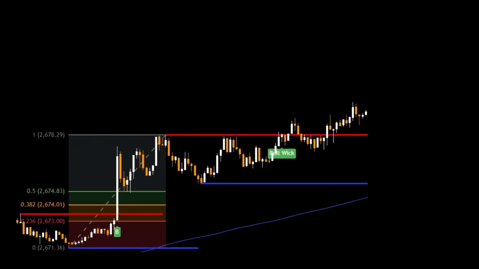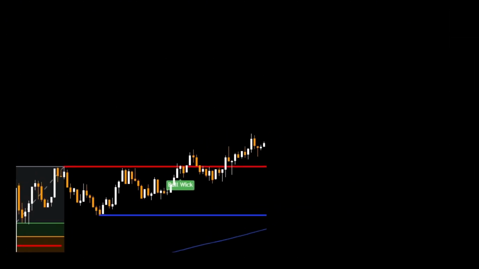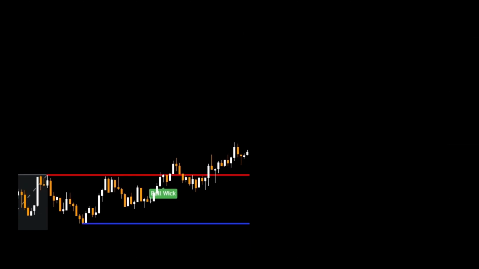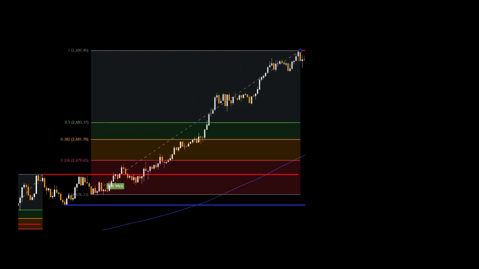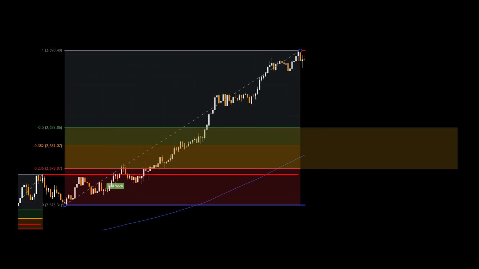Uh-oh, the price has already taken off. No need to worry. There's always another opportunity in the market. Patience is key. So we wait for the next setup to appear. And here it is. The price has moved, and now we use our Fibonacci tool again, focusing on the golden zone. This is the area we're watching closely.